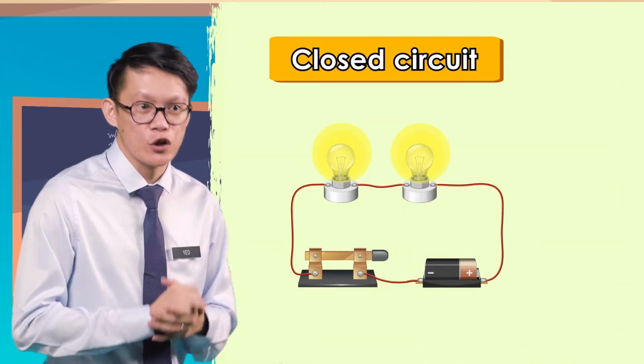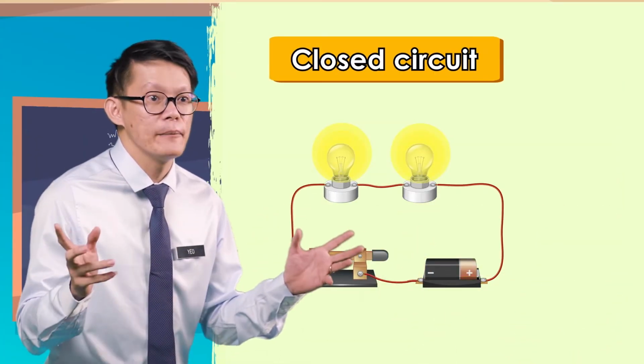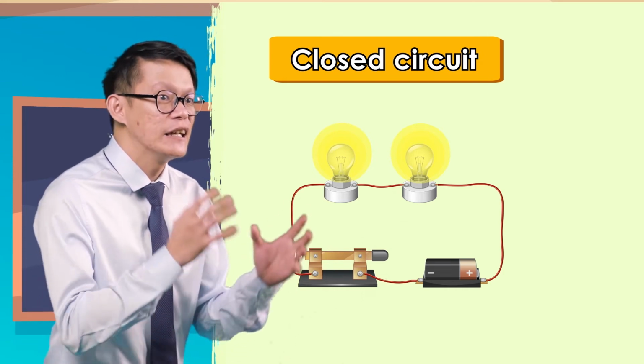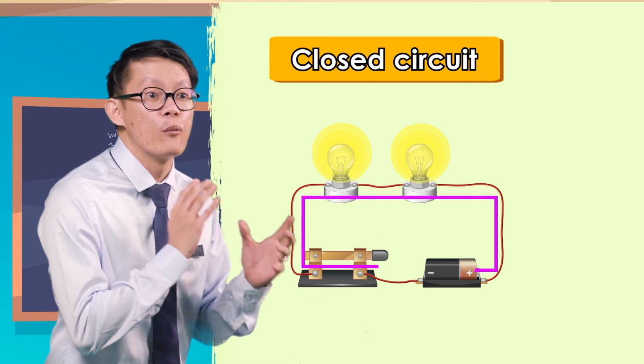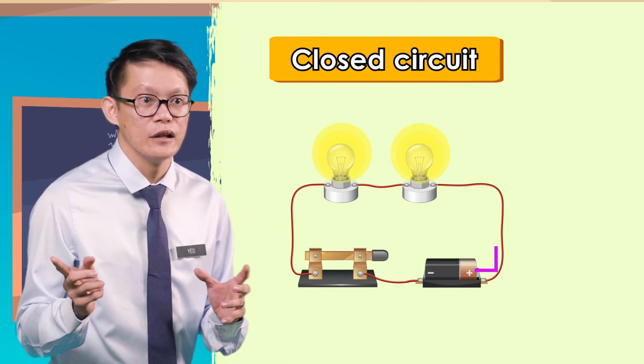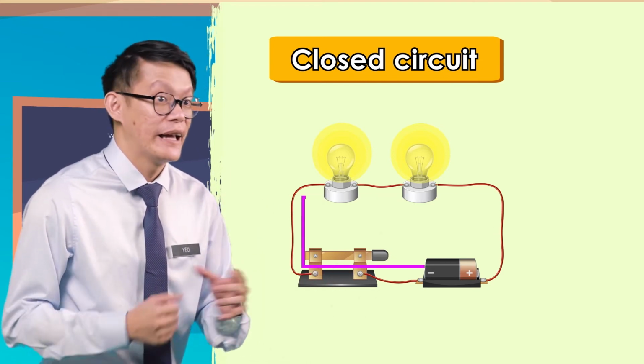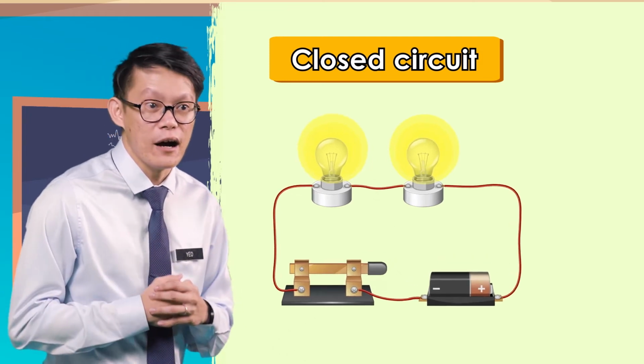A closed circuit is when the switch is closed and there is no gap in the circuit. In the closed circuit, the electric current can flow from one end of the dry cell to the other end, and the bulb will light up.